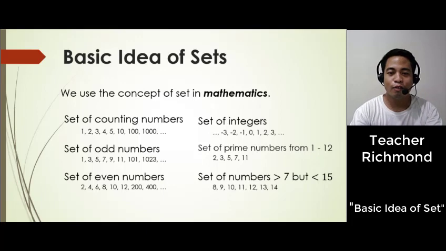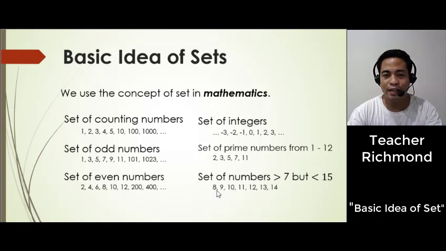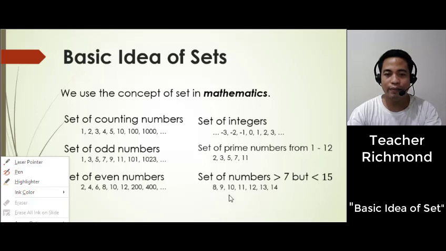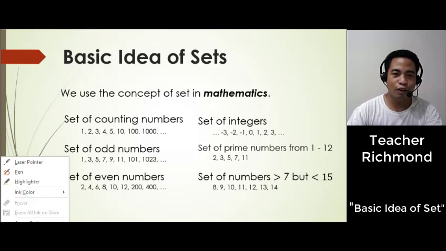Okay? Why? Because 8 is greater than 7, 9 is greater than 7, 10 is greater than 7, 11 is greater than 7, 12 is greater than 7, 13 is greater than 7, 14 is greater than 7. But less than 15. Okay? So, these are examples of set. We also use set in mathematics.